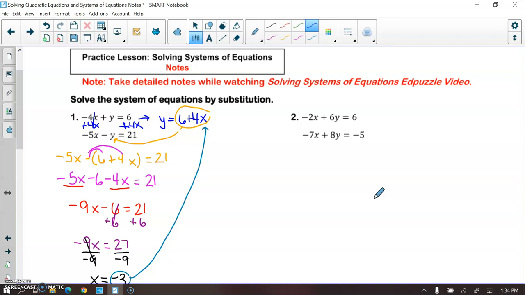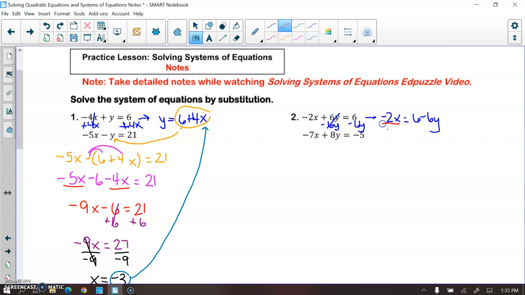For this one, we have the x coefficient in my top equation. If I divided this entire equation by 2, all of these are divisible by 2. So that makes it easy for us. We're not going to have to work with fractions. We are going to isolate x in my top equation. I'm first going to subtract 6y from both sides, so I wind up with -2x is equal to 6 minus 6y.